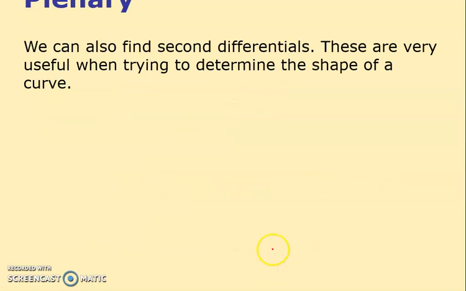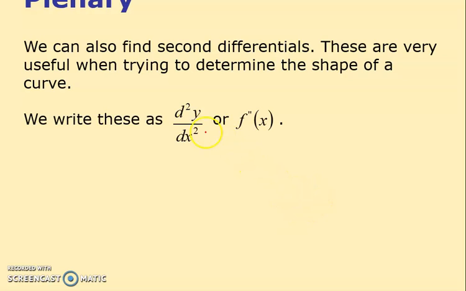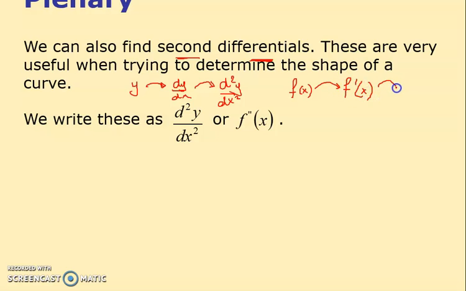A little plenary, just to let you in on some notation. So we can differentiate a second time. And we call them second differentials. And if we differentiate dy by dx, so if I start with y and I differentiate, I get dy by dx, as we know. If I do it again, I then get d2y by dx squared. And that's what this is saying to me. Of course, it can be written as f of x. So if I differentiate, I get f dash of x. If I differentiate again, you get f double dash of x.